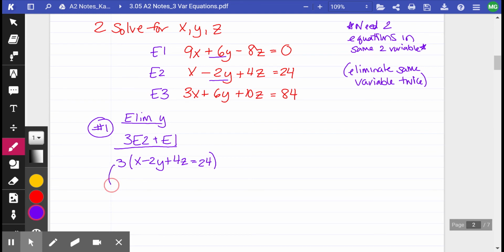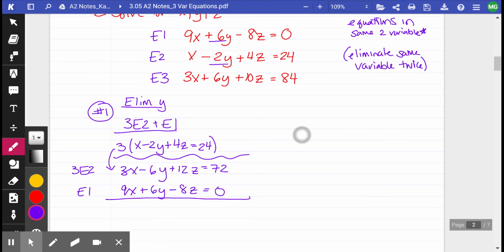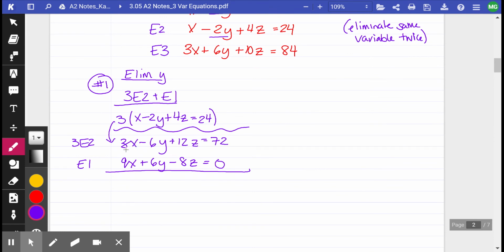And so then I get 3x minus 6y plus 12z equals 72. So that's 3 times E2. And then I'm going to rewrite E1. So 9x plus 6y minus 8z equals 0. And now we're just going to add straight down. So we're adding those together. So we get 12x, these cancel, plus 4z equals 72. And I'm going to call that now equation 4.